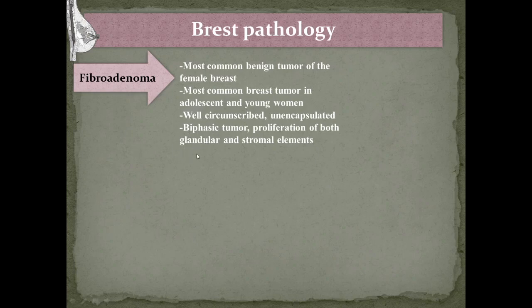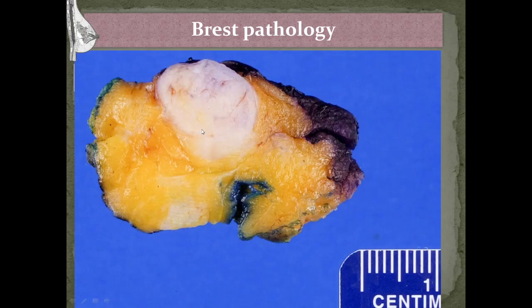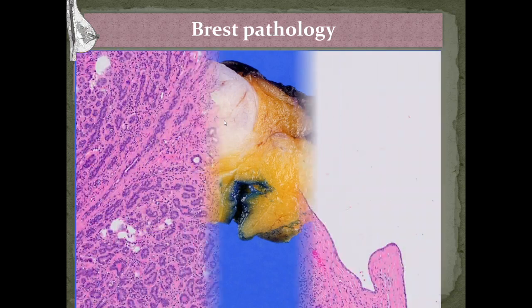This is a biphasic tumor. Let's see what it means. So, benign tumor, you see the easily defined borders. This tumor is classically dense because of a lot of connective tissue, and right now we will see why it has a lot of connective tissue.